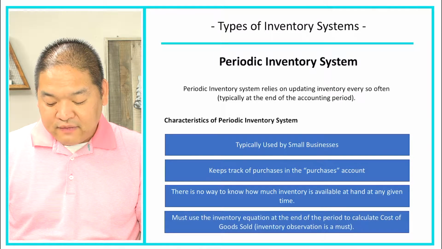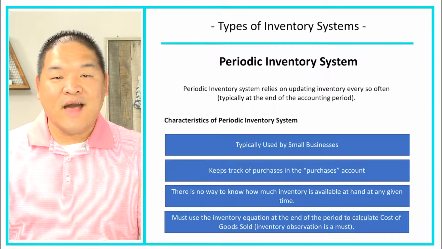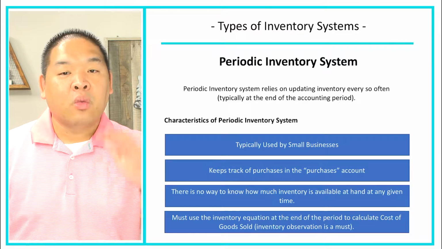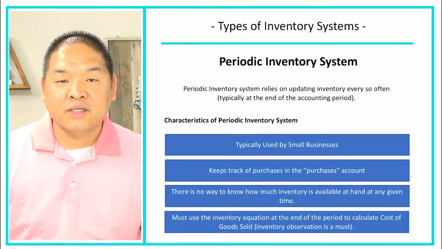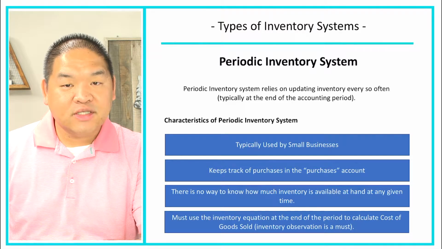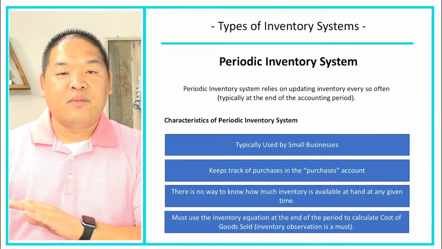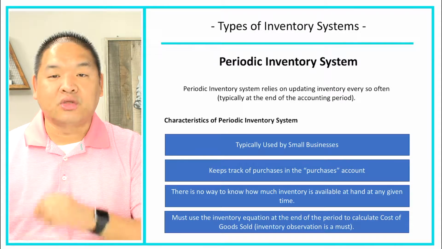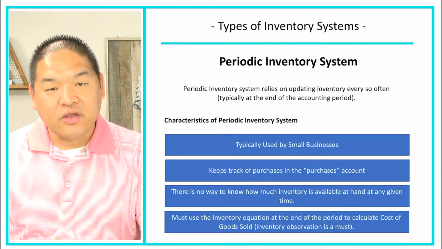Now, we must use the inventory equation at the end of the period to calculate cost of goods sold. If you remember in the last lesson, I showed you the inventory calculation. We're going to need to use that to calculate cost of goods sold because we're not keeping track of our cost of goods sold as people buy our stuff. All we're keeping track of is our purchases as well as our beginning inventory. And at the very end of the day, we look at how much inventory we still have left to back into the cost of goods sold. So we must use the equation that we learned in the last lesson to be able to calculate cost of goods sold.